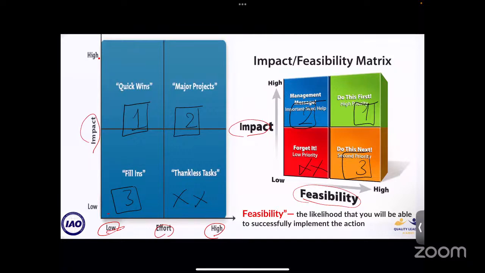There's something called the quick wins, which are solutions that take low effort and low resources. They don't cost much, but they have a high impact on the organization. So that's where you put the solution that won't take a lot of effort, but will make a big difference in solving the problem. So you list this in quick wins under low effort, high impact.